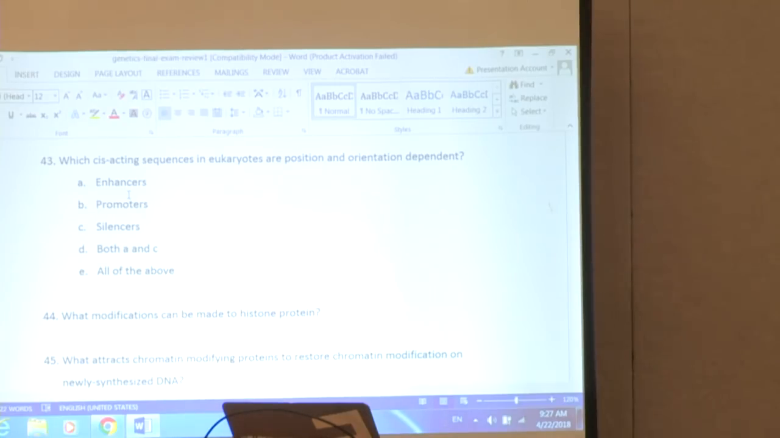Sorry, what was the answer for the previous one? It was D, both A and C. Well, when you have your slides, it's written that enhancers are orientation independent. So really? Then it would just be silencers then. Yeah, thank you for bringing that to attention. So it's just been found that enhancers are orientation independent, so scratch what I said. Sorry about that.